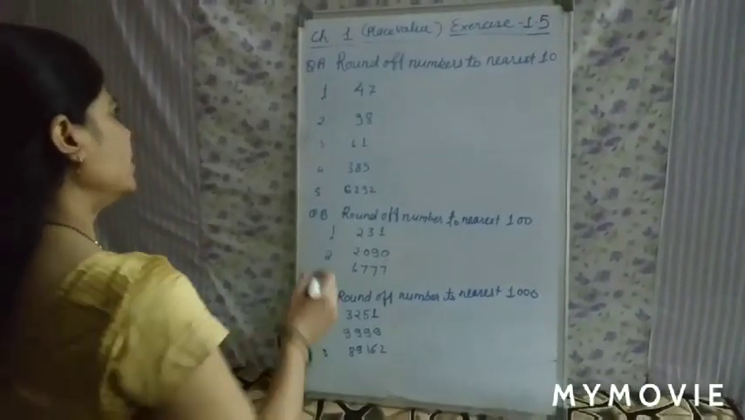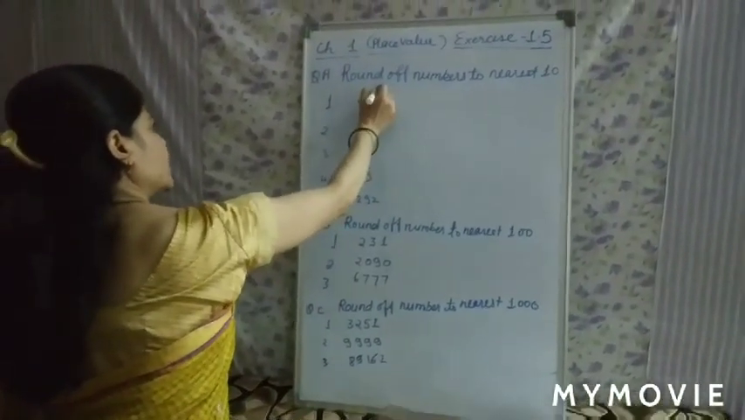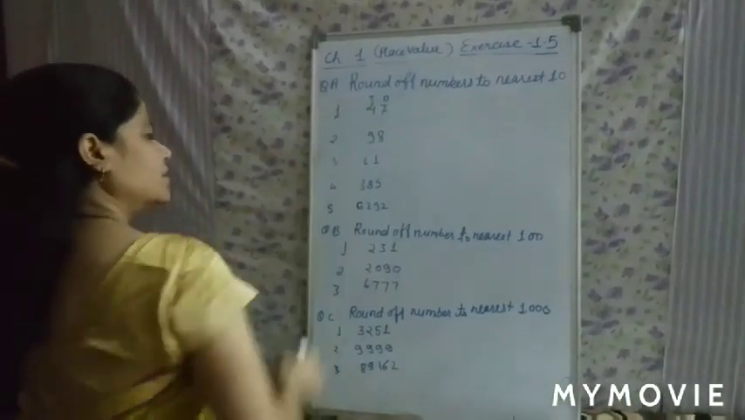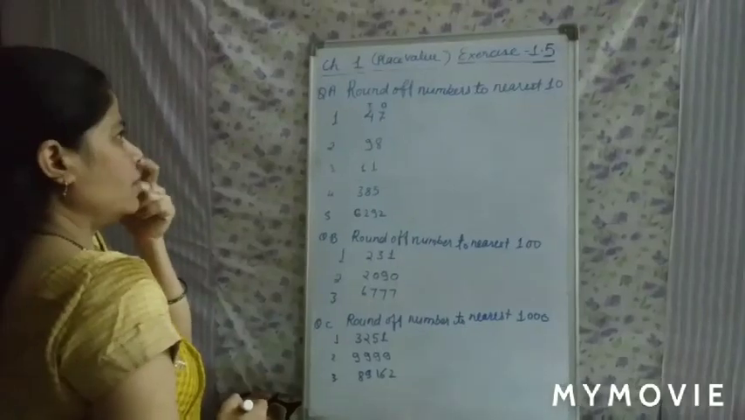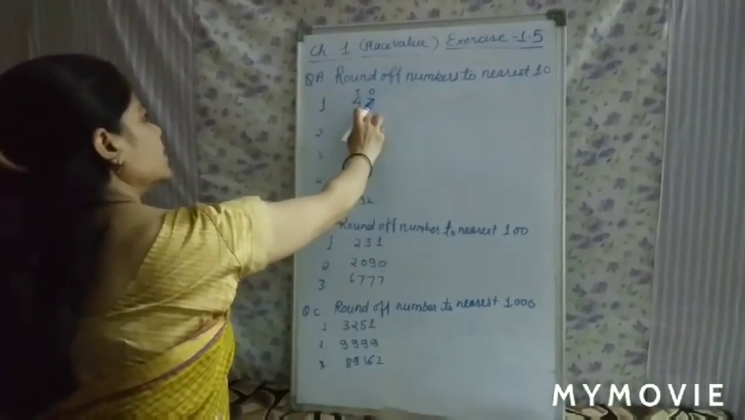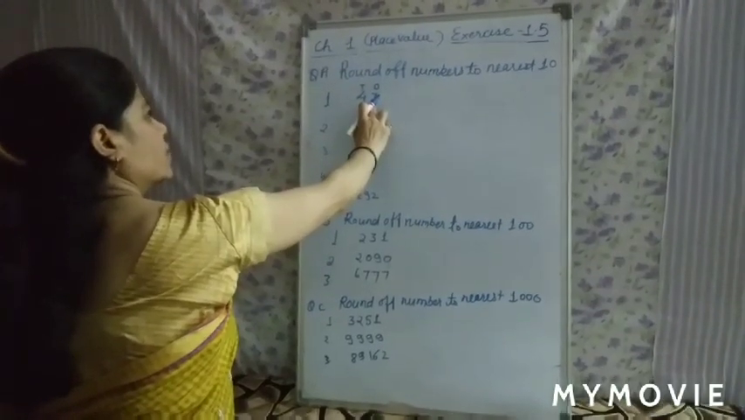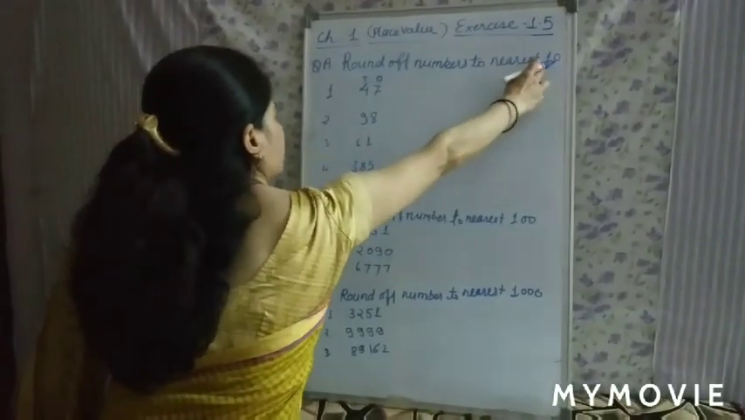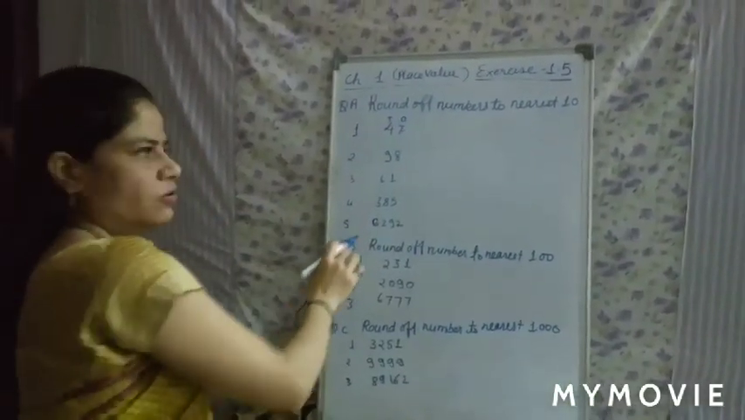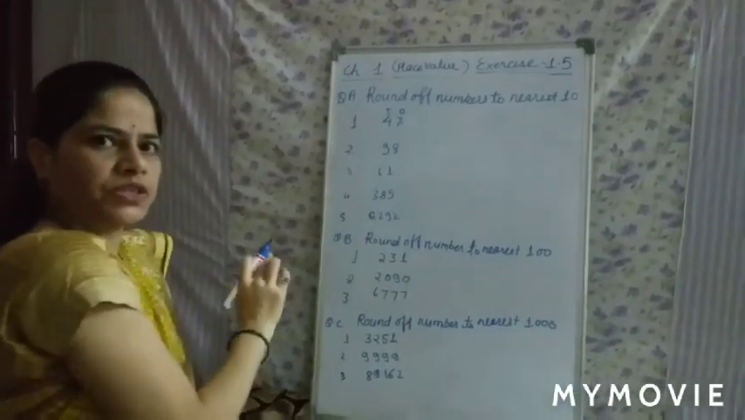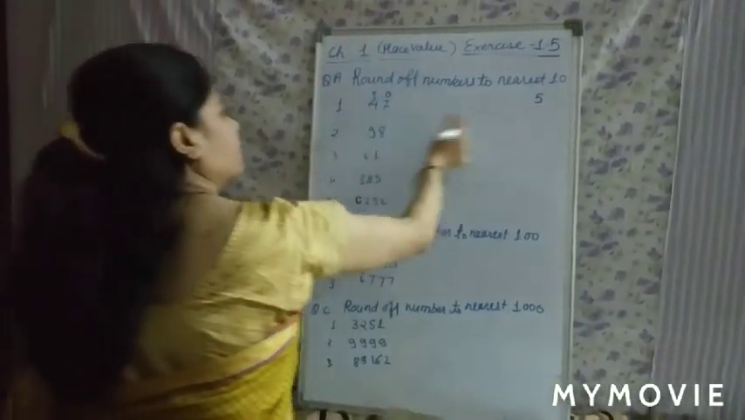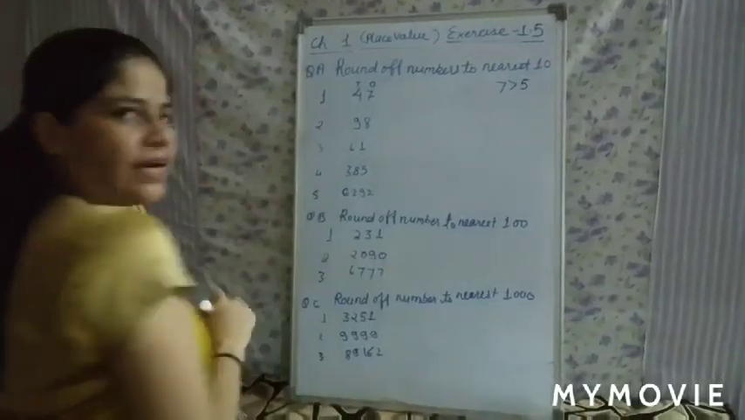Okay, see here in 47, on the ones place the digit is 7, and on the tens place the digit is 4. Now what you have to do, you have to see the digit of the ones place. When you have to round off to the nearest 10, you have to always see the digit of the ones place. Okay, and you have to compare that digit with 5. Okay, you can see that here 7 is greater than 5.